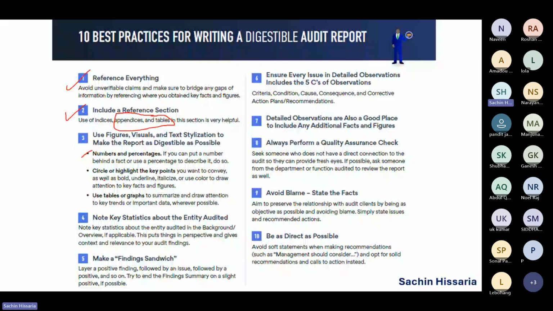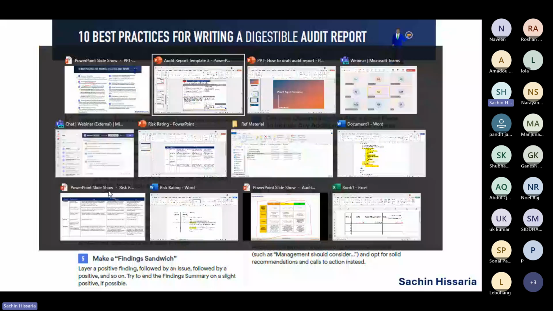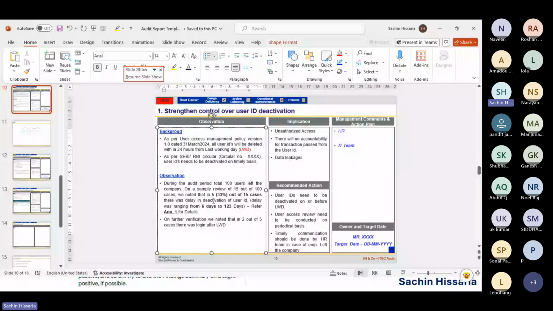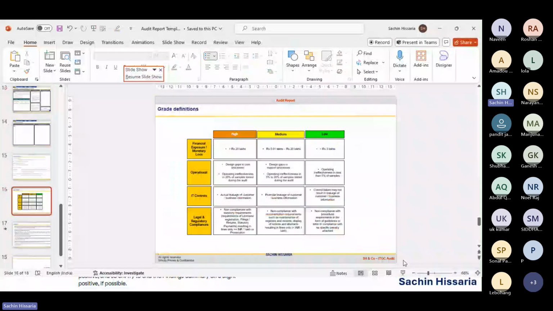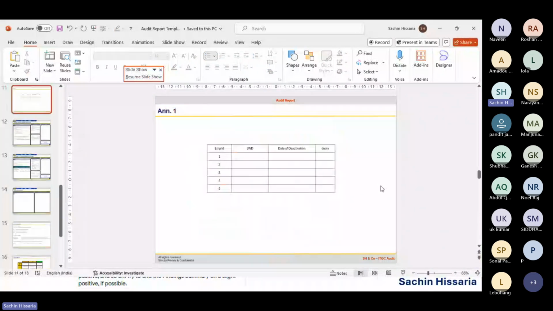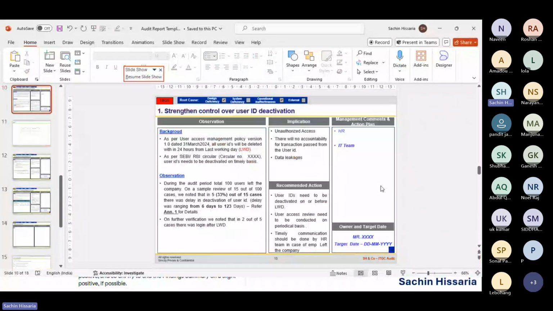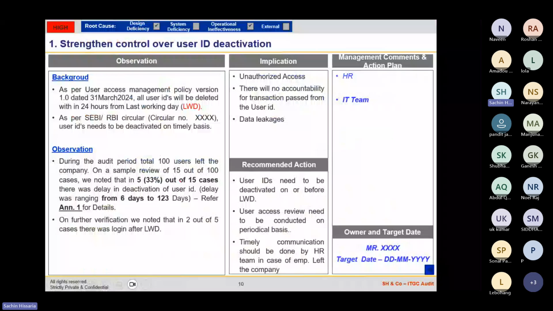Suppose you have highlighted those in bold. Whoever is the reader will quickly see that, okay, there was a 33% deviation in the total population. Quickly, correct? His attention goes directly to the highlighted word. So it is always a good practice to highlight the keywords in the audit report, to circle them, to underline them.